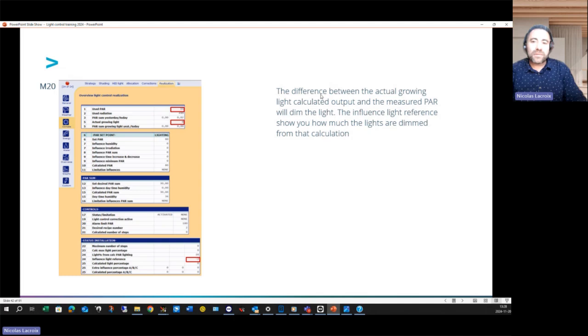You can see the difference between the actual growing light, the calculated output, and the measured par will dim the light. The influence light reference shows you how much the light is dimmed from that calculation. So here, that's normally my actual growing light level. You will see a number of micromoles here that is calculated from the LED. And this is my use par, that's my measured par level. And in line 24 here, you see the influence of that difference. So according to the table, I now have minus 3% calculation here.